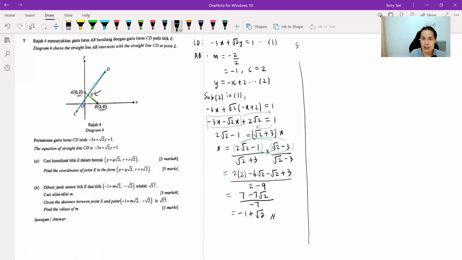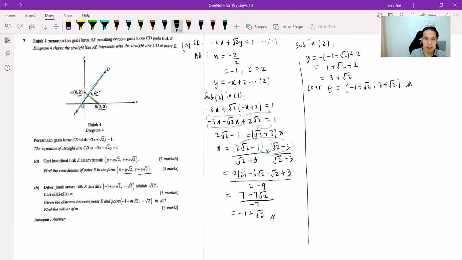So I'm going to substitute into equation number 2. My y is now negative (−1 + √2) with the plus 2 here. Multiply inside, it is 1 − √2 + 2. My y is 3 − √2. The question says give your answer in this form. So the coordinate of point E: write the x first, −1 + √2, then the y, 3 − √2. All right, so that is your part A.